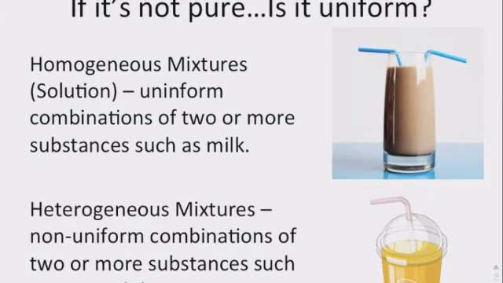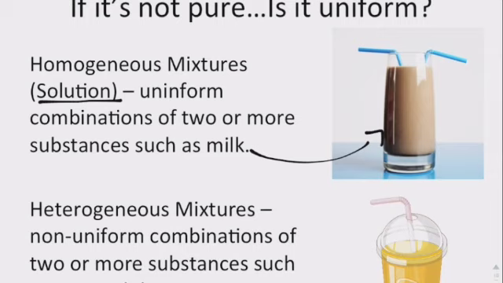Next question: what if it's not pure? It's not a single element and not a single compound, so is it uniform? A homogeneous mixture, or a solution, is a uniform composition of two or more substances, such as milk, where we can see it's the same throughout. Milk is actually considered something else, but for this example, basically you shouldn't see anything floating in your milk. It's just the same consistency throughout.